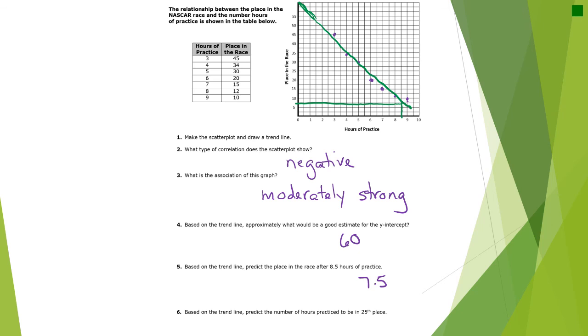Based on the trend line, predict the number of hours practiced to be in 25th place. So 25th place is right here. The number of hours practiced would be 5.5.